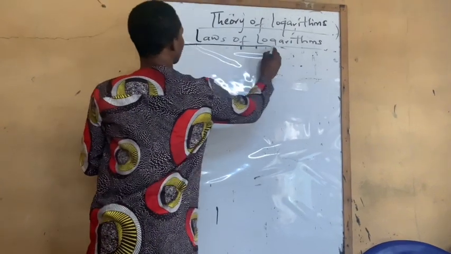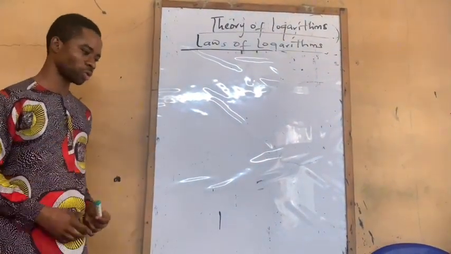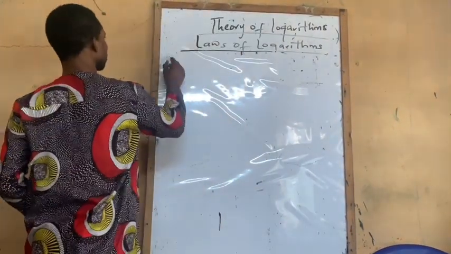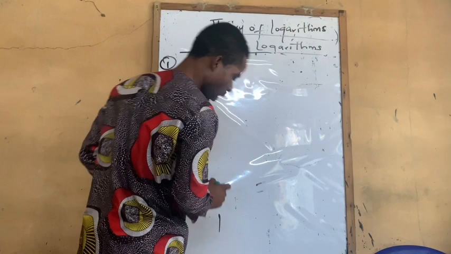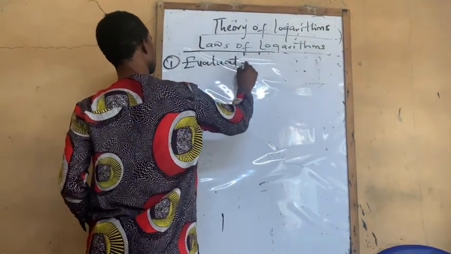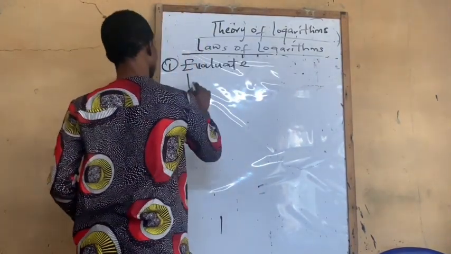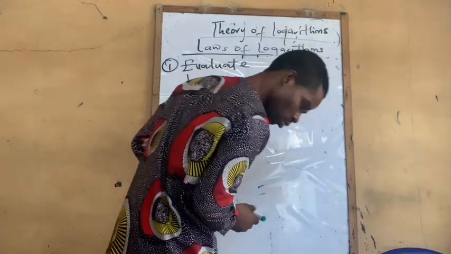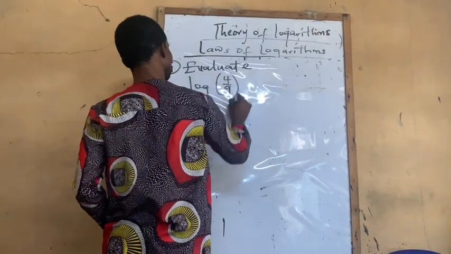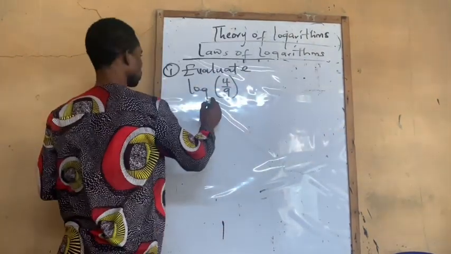Now, let us solve questions under the laws we have talked about. Number one says we should evaluate log four over nine, base 2/3.